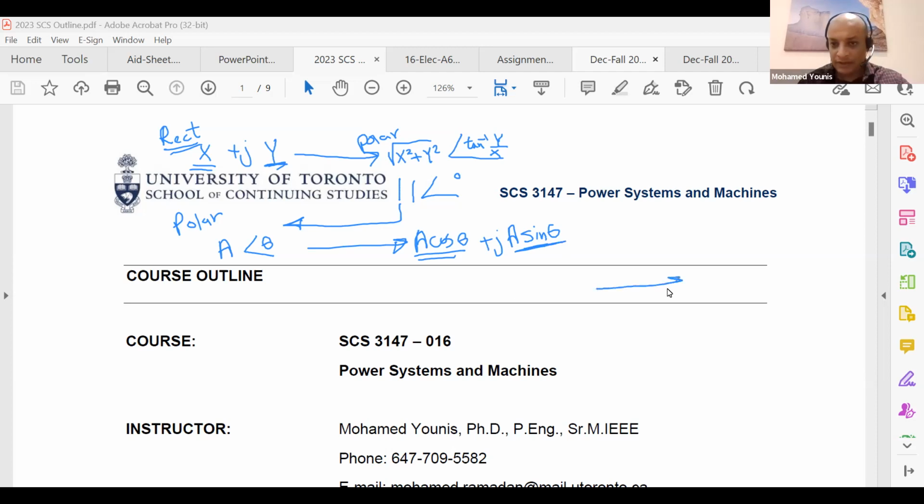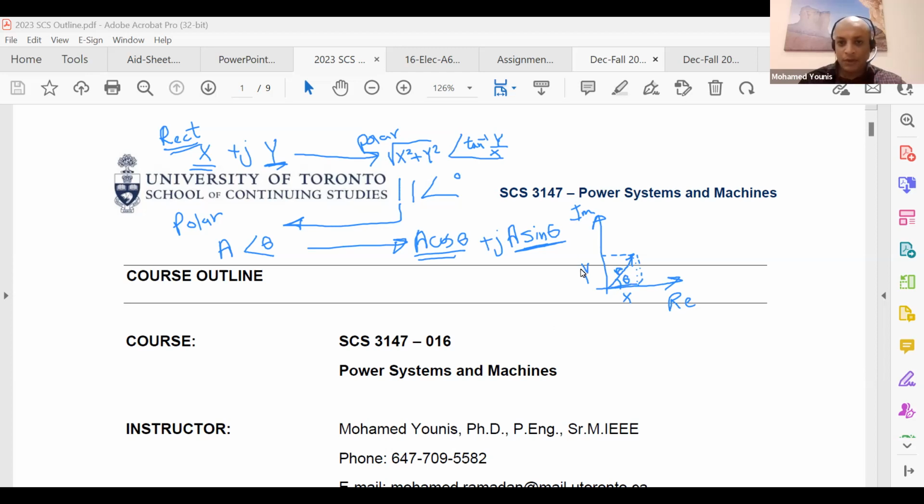And you can actually draw this as a phasor. This is the real axis and this is the imaginary axis. So for x and y, this is the x, and this is the y. This is actually your phasor. x is the real part, y is the imaginary part, and the magnitude is A, and the angle here is theta in polar.